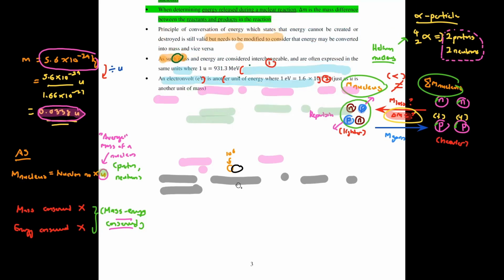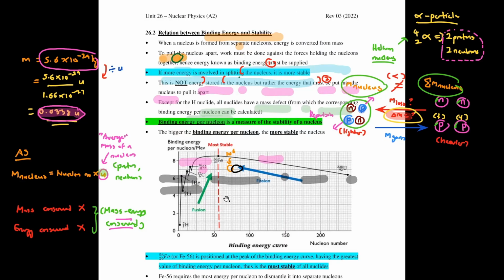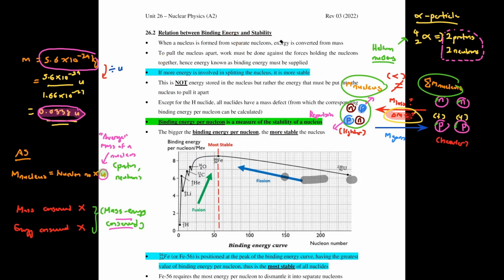Right, the next part I need to go through with you. You know that binding energy was the energy required to separate a nucleus into individual nucleons completely to infinity. So why do we need to know binding energy in the first place? Because binding energy is a measure of stability. When your nucleus is formed from separate nucleons, energy is converted from mass. To pull the nucleus apart, work must be done against the forces holding the nucleus together. Hence, energy known as binding energy must be supplied.